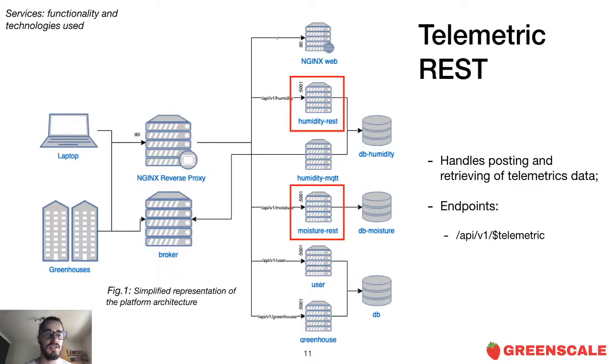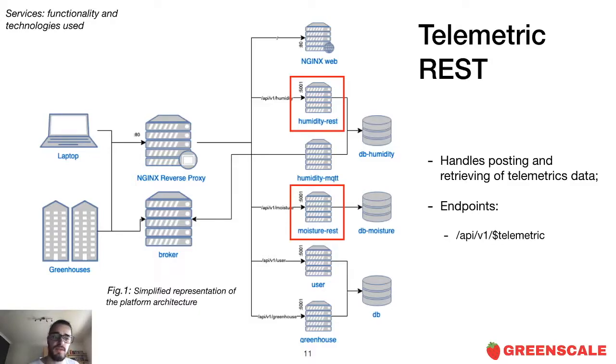Telemetry. The telemetry service provides an API to the telemetric data. This service can be reused as a boilerplate for every type of sensor, so with telemetric I mean humidity, moisture, light for example. The service, when started, looks for an environment variable called telemetric that specifies the type of sensorial data that it will be handling. Each telemetric service needs to have its own database that follows the name convention db-telemetric, where telemetric is the one specified in the environment variable.